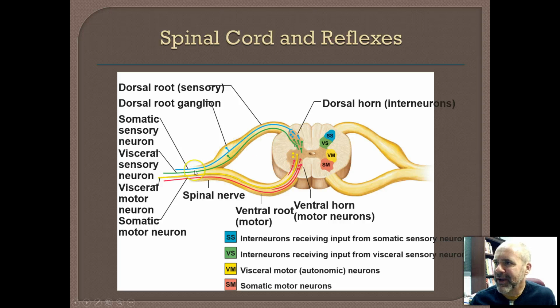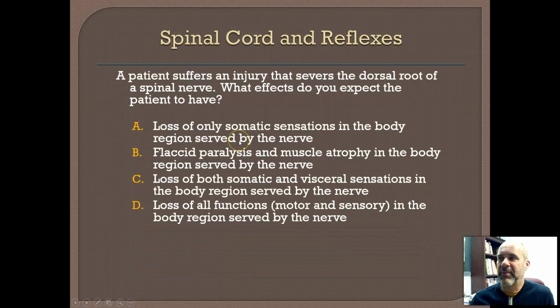Like I just realized they've got the same color on some of these neurons. In darker green here, that's a visceral sensory neuron. And so both types of neurons would be impacted by that. So we would say loss of both somatic and visceral. Visceral sensations are coming from internal major organs. So those would be lost as well.